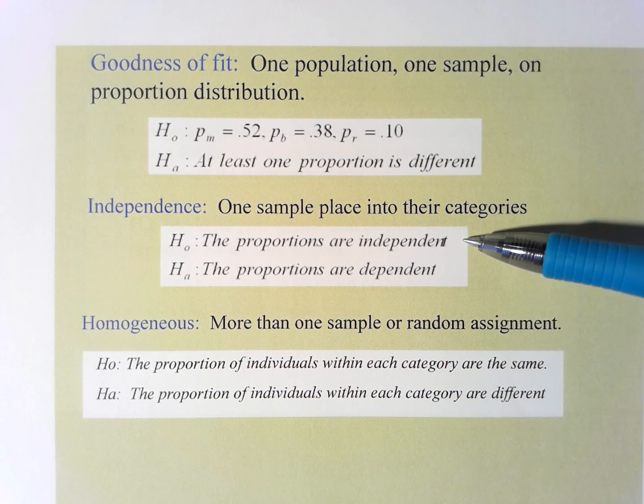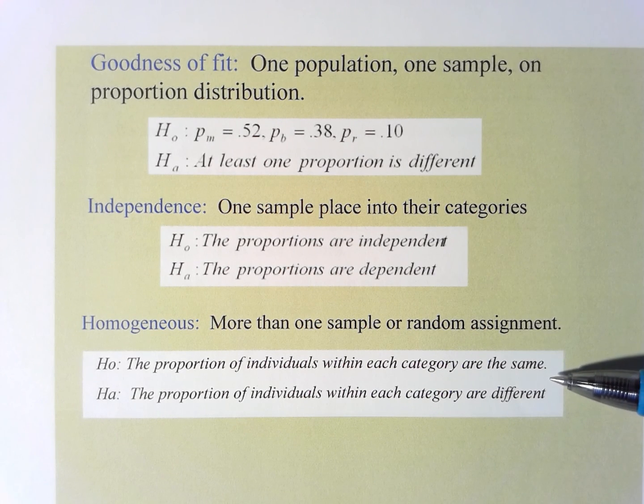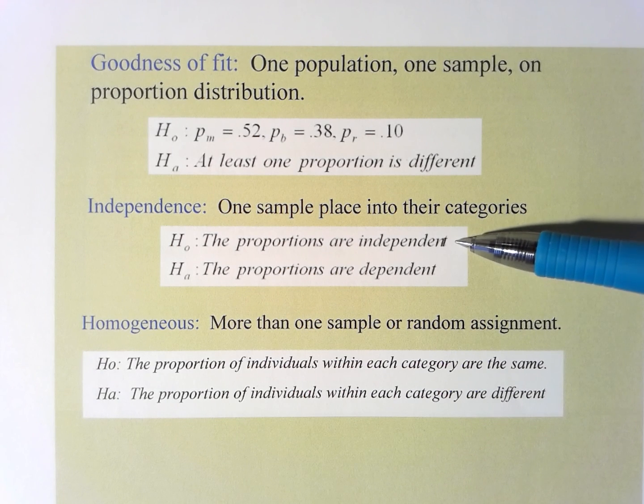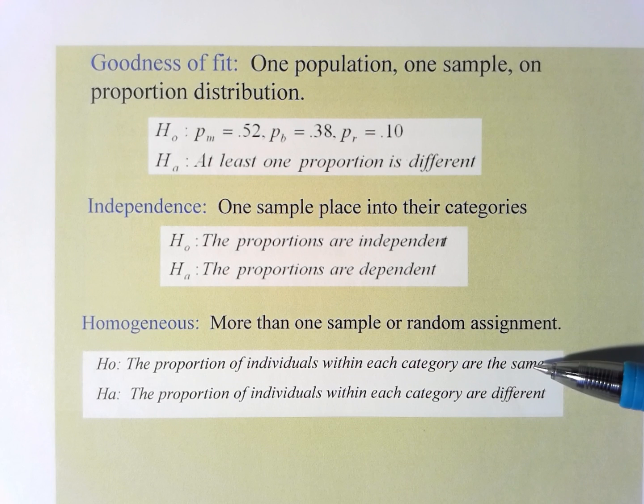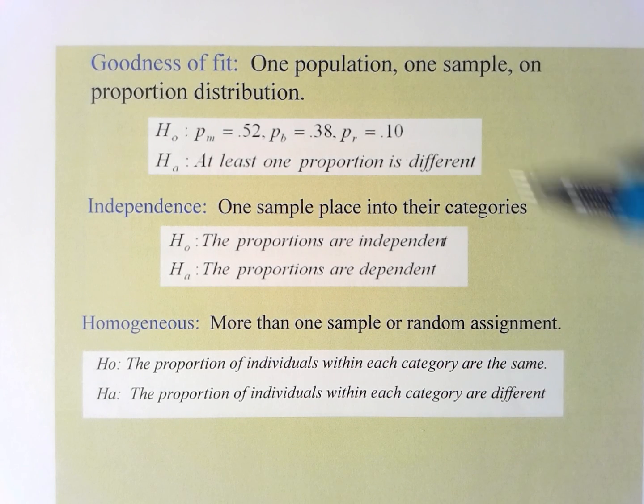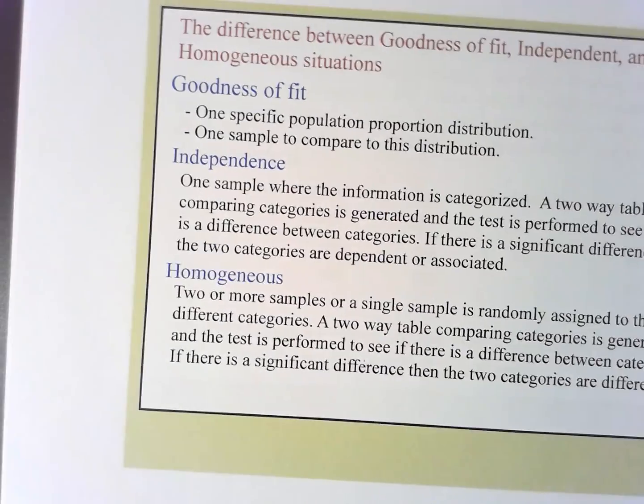It's the same thing as this, except it just words it in a different way. It says the proportion of individuals within each category are the same. So let me tell you what that means. That means that if they're independent of one another, the proportions for each independent category would be the same. So it's the same meaning, it's just different words. And then we would come back here and say that the proportion of individuals within each category are different. So it has almost the same feel as a goodness of fit. Let's take a look at what one of these would look like really quick.